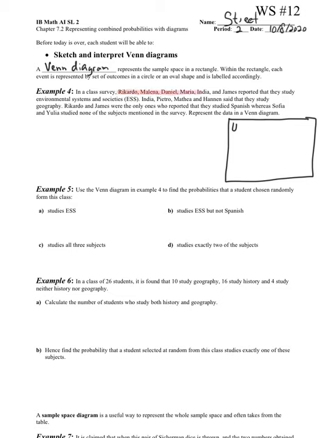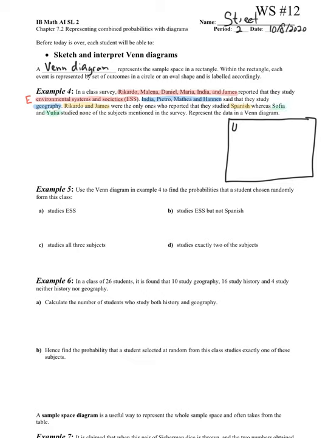Ricardo, Melina, Daniel, Maria, India, and James. They reported that they study environmental systems and societies, ESS. Okay, and we're going to represent that on our diagram with the letter E. And then we have India, Pietro, Mathia, and Hannon, and they said they were studying geography. And then we have Ricardo and James, who are the only ones that reported that they were studying Spanish. And then Sophia and Julia studied none of the subjects.